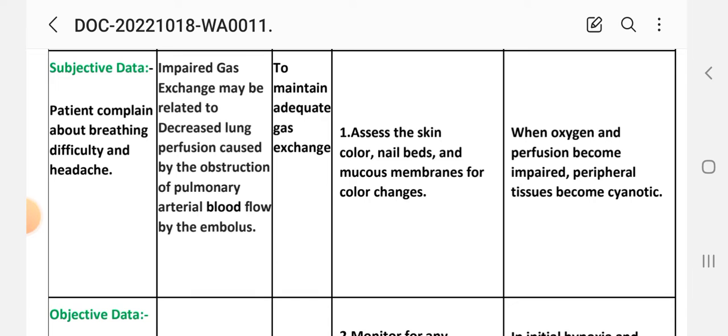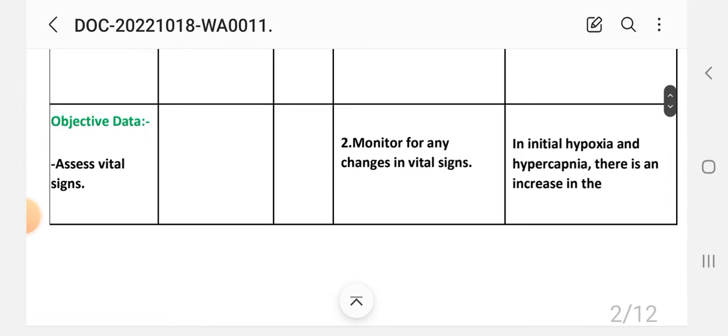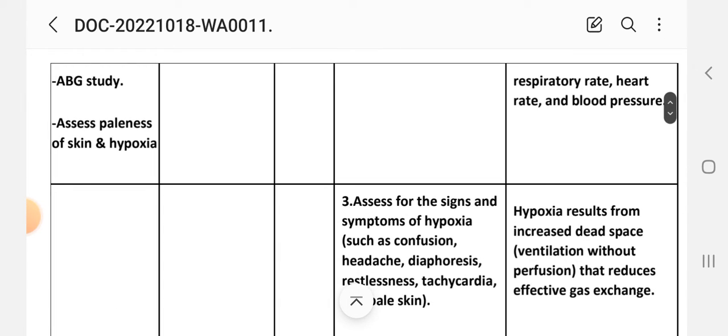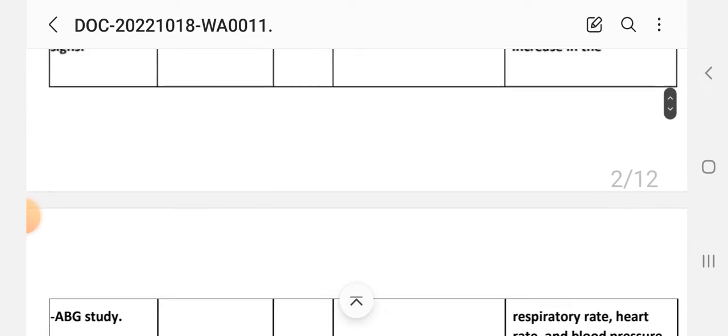Patient complaint about breathing difficulty and headache, and objective data: assess vital signs, ABG study, assess paleness of the skin, hypoxia.